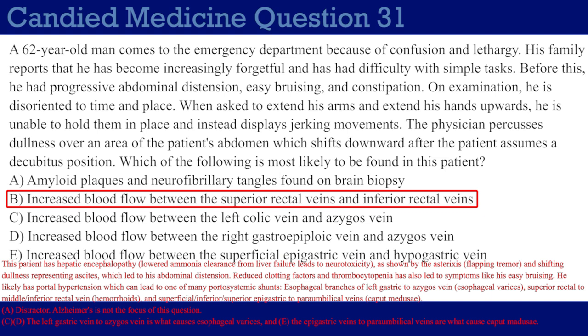So in summation, know your portosystemic shunts. Left gastric to azygos for esophageal varices, superior rectal to middle or inferior rectal for hemorrhoids, and superficial, inferior, or superior epigastric vein to paraumbilical veins for caput medusae.